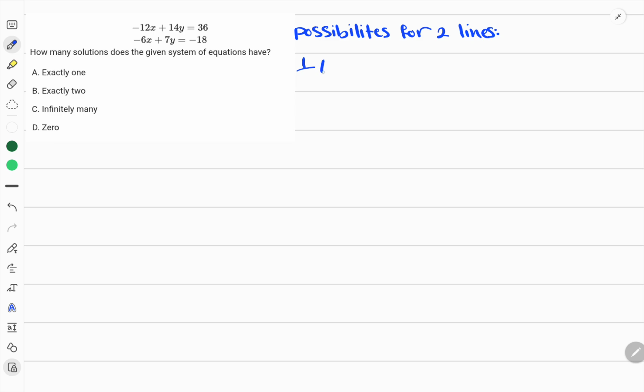The first possibility is about parallel lines. You know that if we had these two lines, D and D prime, they are parallel and these two lines never meet, so there is no intersection point, so there is no solution.